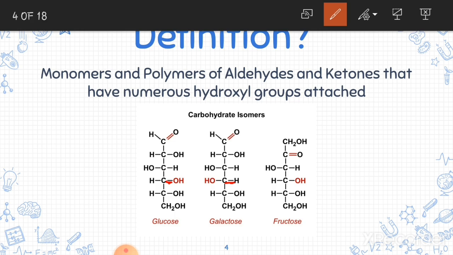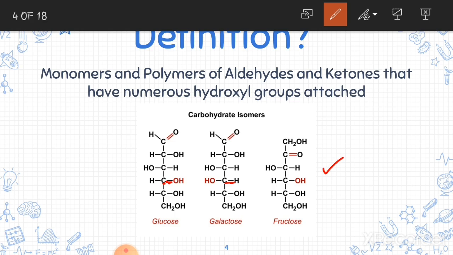In glucose, the OH at carbon 4 is present on the right side. However, in galactose, the OH at carbon 4 is present on the left side. So glucose and galactose differ only by the position of the hydroxyl group.